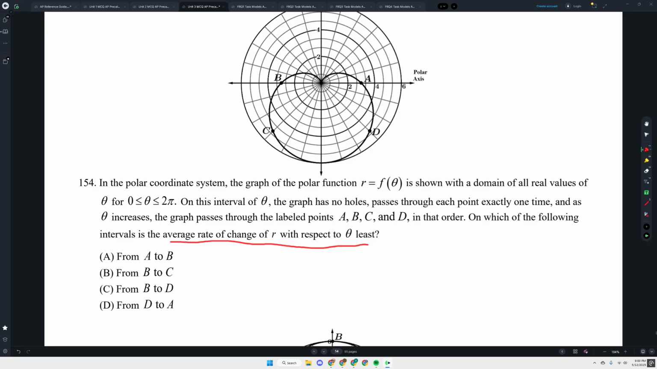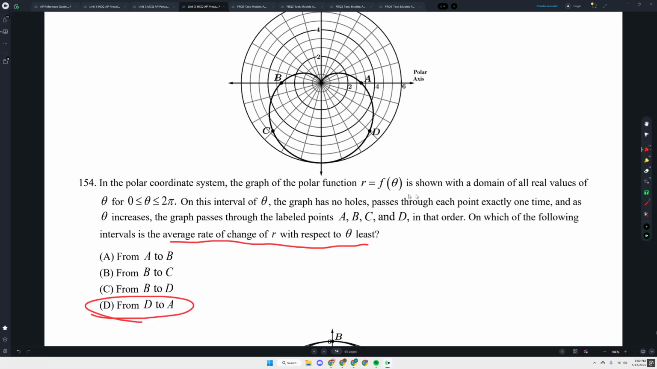Okay. The answer to this one, 154, was D, and most of you got that right. So, any questions on this? See you in 10. Good luck.